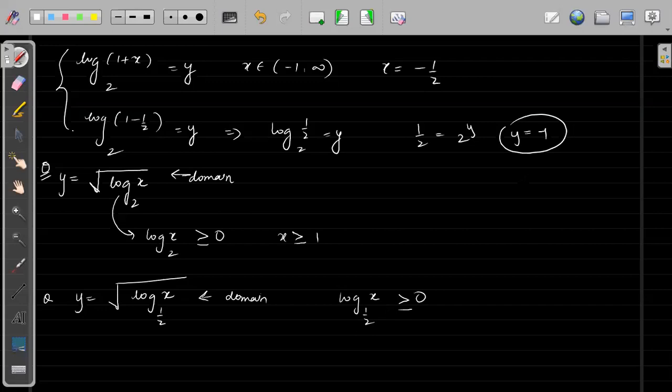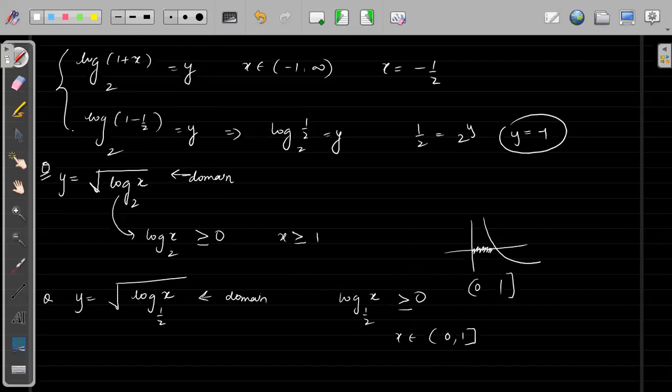Now see, if I try to draw this curve, it will be something like this. For what values of x is it greater than 0? For these x, that means 0 to 1. That means 0 is not included. So x belongs to 0 to 1. For these values of x, it is greater than or equal to 0.